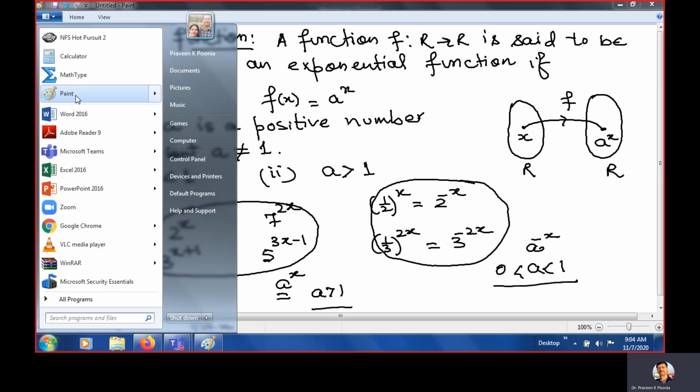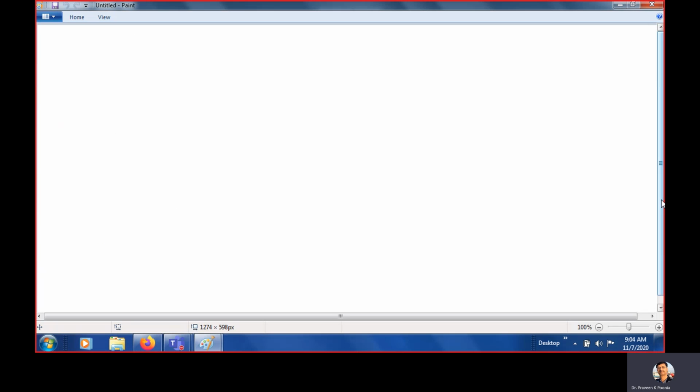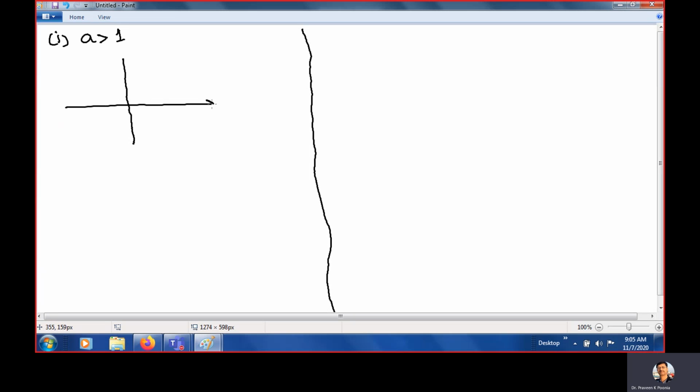Okay, so this is about what the exponential function is. Now we will learn what the graph looks like in these two cases. Let us divide the screen into two parts. Part number 1 is a greater than 1. What type of graph do we have? This is the x-axis, this is the y-axis, and we always have a graph like this going up. Clear? So point number one is that it is an increasing graph, when a is greater than 1.